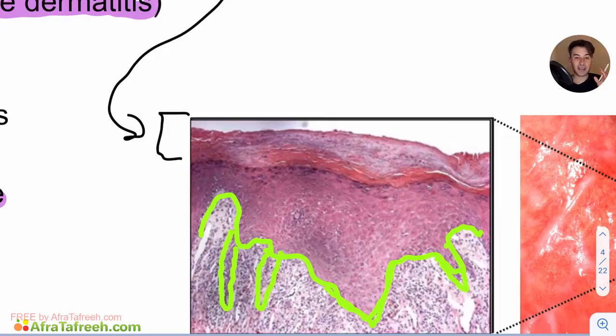So this really jagged appearance to the interface between the dermis and the epidermis is called sawtooth rete ridges, and that's a high yield description that they like to reserve for lichen planus. Additionally, you're going to see hypergranulosis. In my blue here, I'm highlighting this layer of cells, the granular layer, which is also going to be expanded during our lichen planus disease. And so these are some high yield things to note about our patients with lichen planus on biopsy.